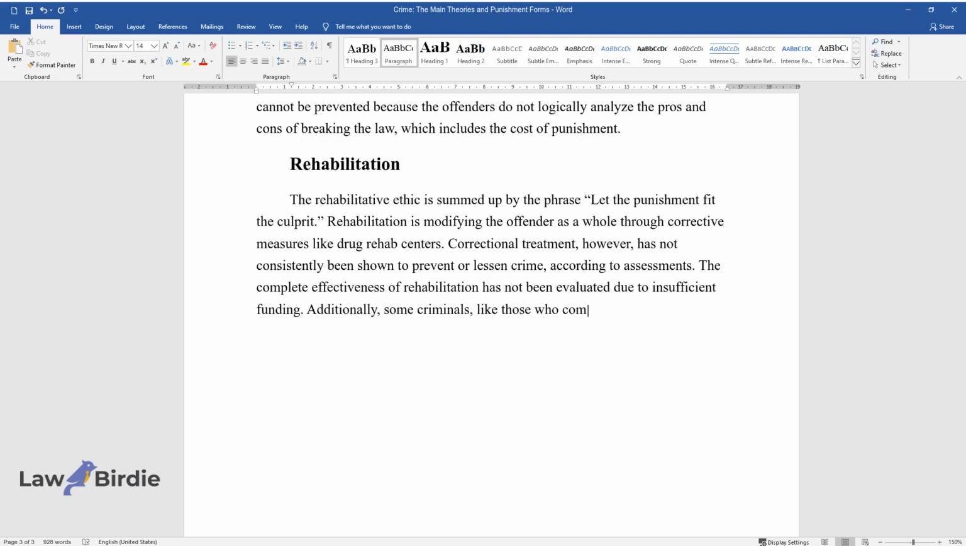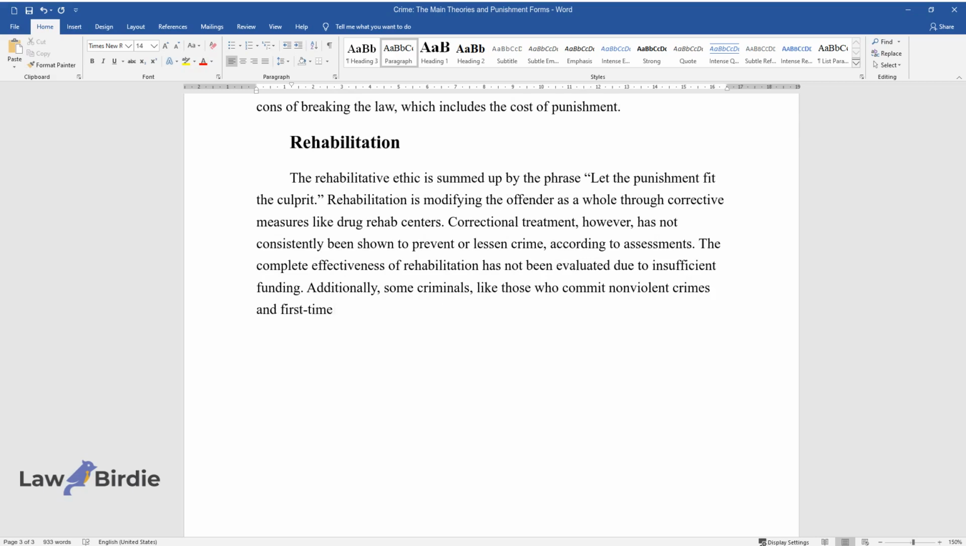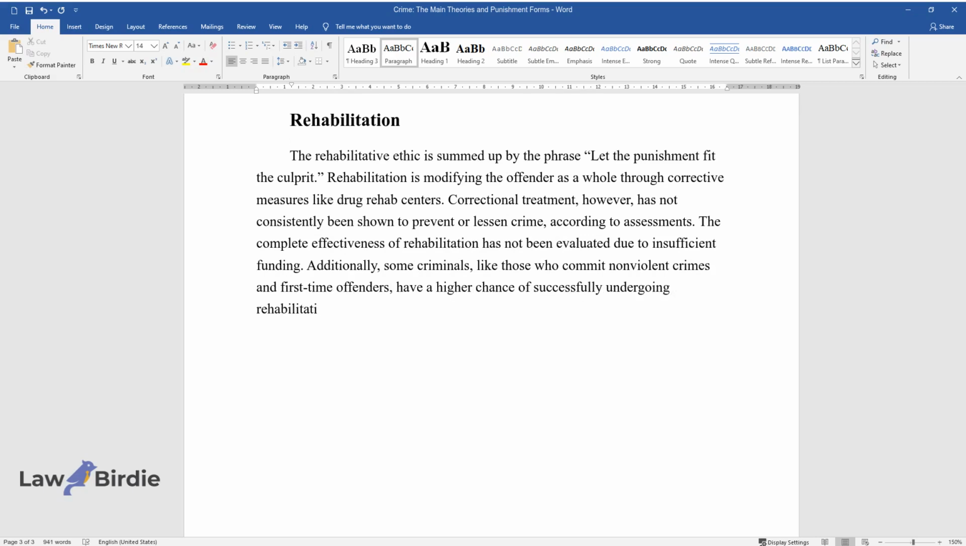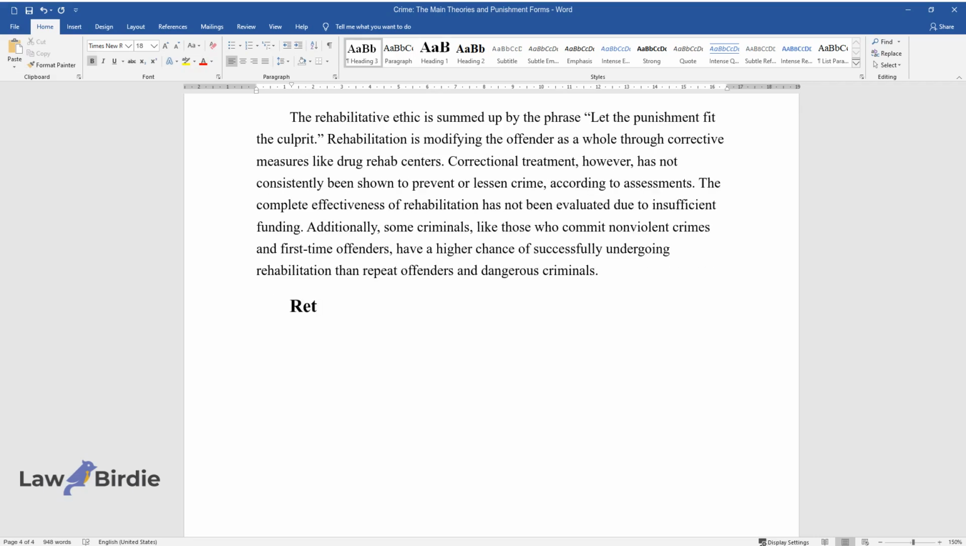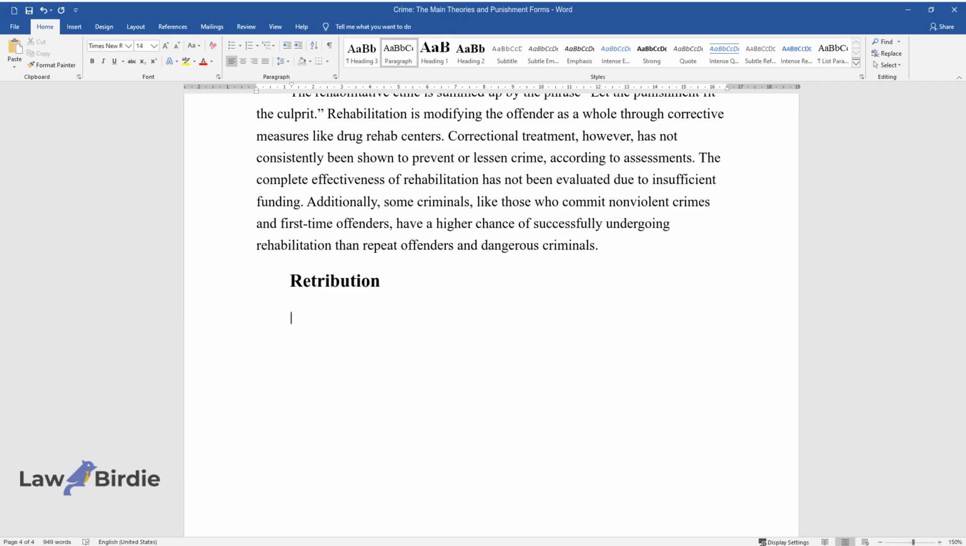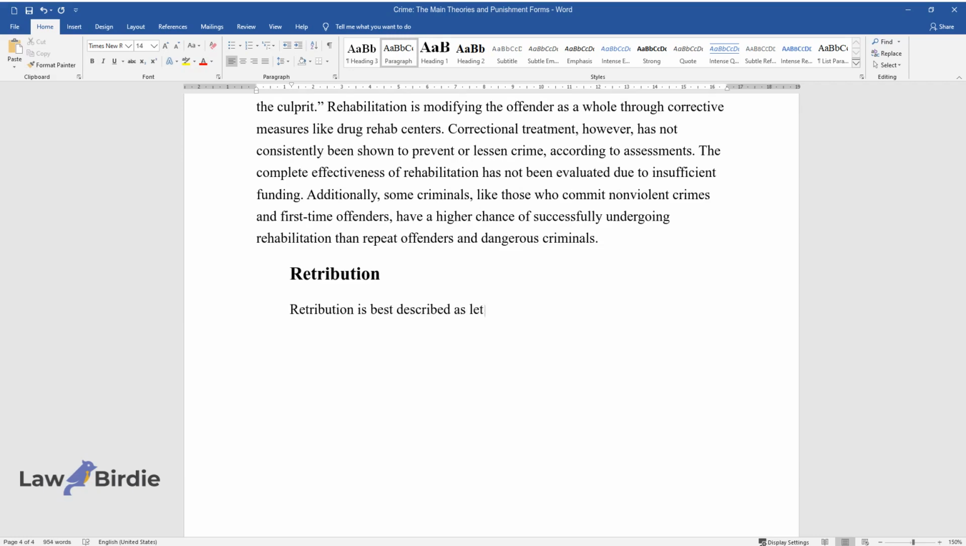Additionally, some criminals, like those who commit nonviolent crimes and first-time offenders, have a higher chance of successfully undergoing rehabilitation than repeat offenders and dangerous criminals. Retribution. Retribution is best described as letting the punishment fit the crime.